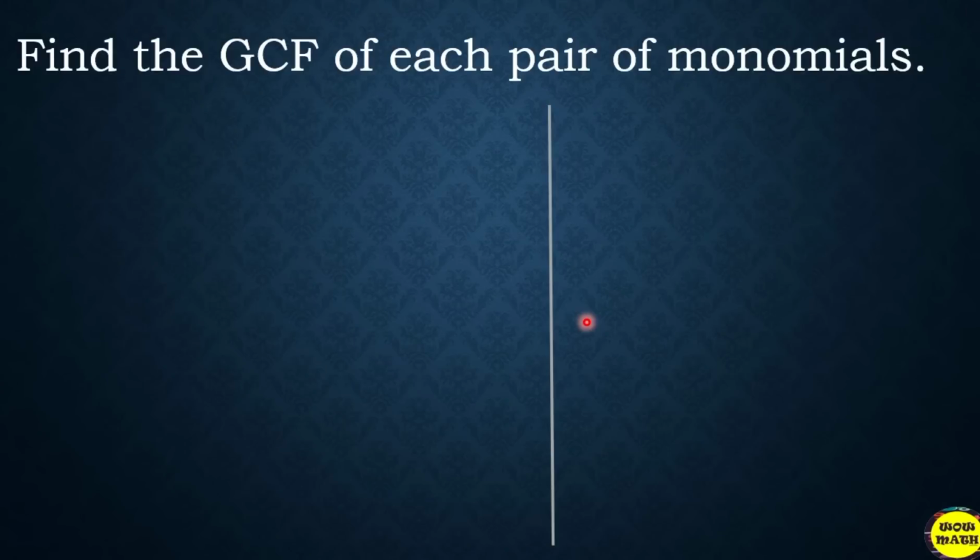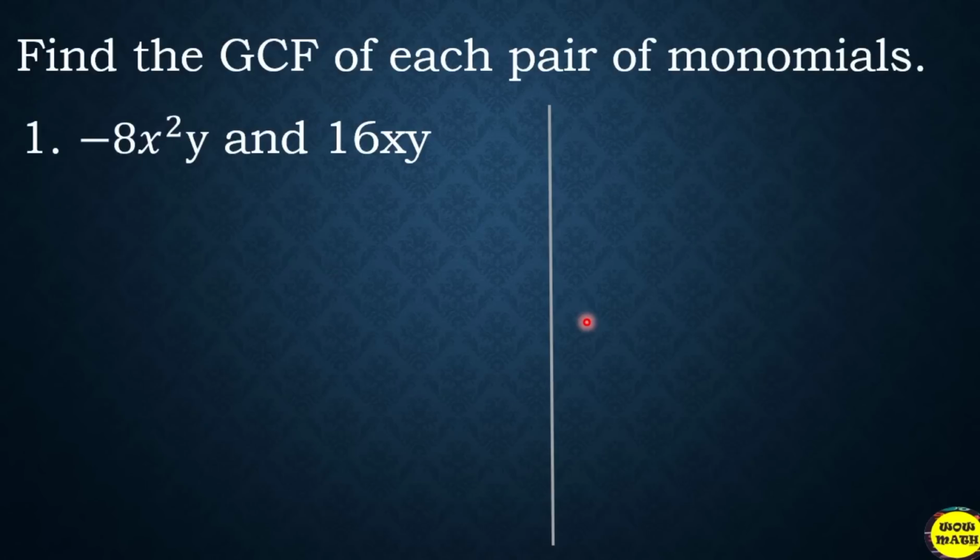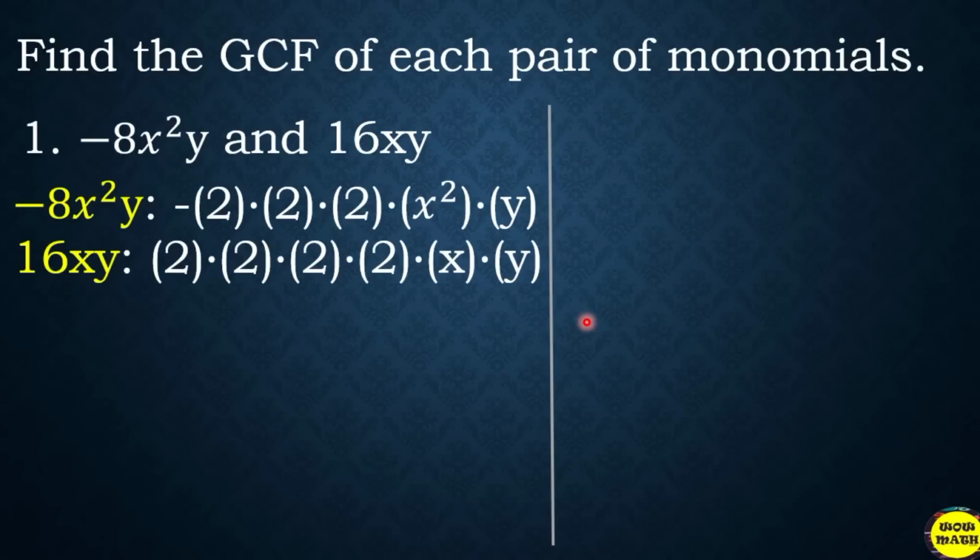Okay. So, let's have an example. Negative 8x squared y and 16xy. So, let us find the GCF. So, again, lagay natin lahat ng kanilang factors. So, si 8, I have 2 times 2 times 2 because this is 8. 2 times 2 is 4. 4 times 2 is 8. And then for 16, 2 times 2, 4 times 2, 8 times 2, 16. So, these are the prime factors of 8 and 16.